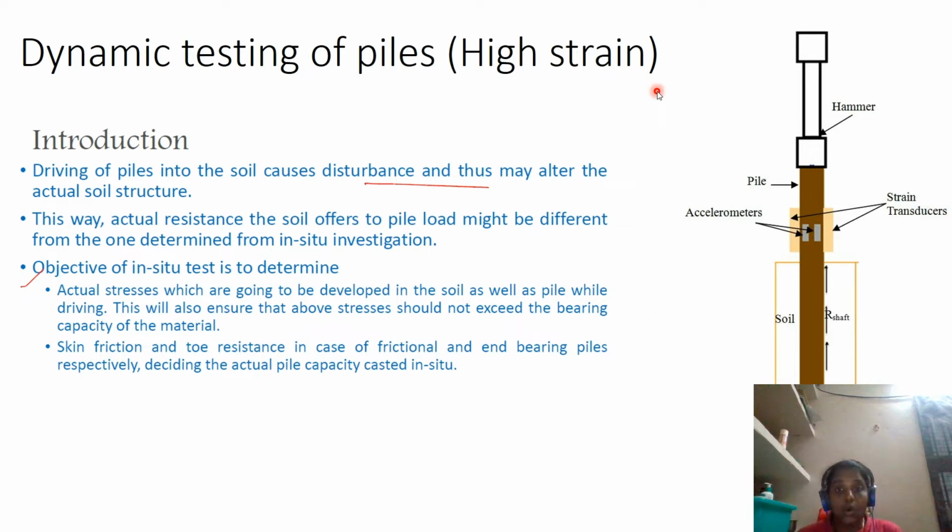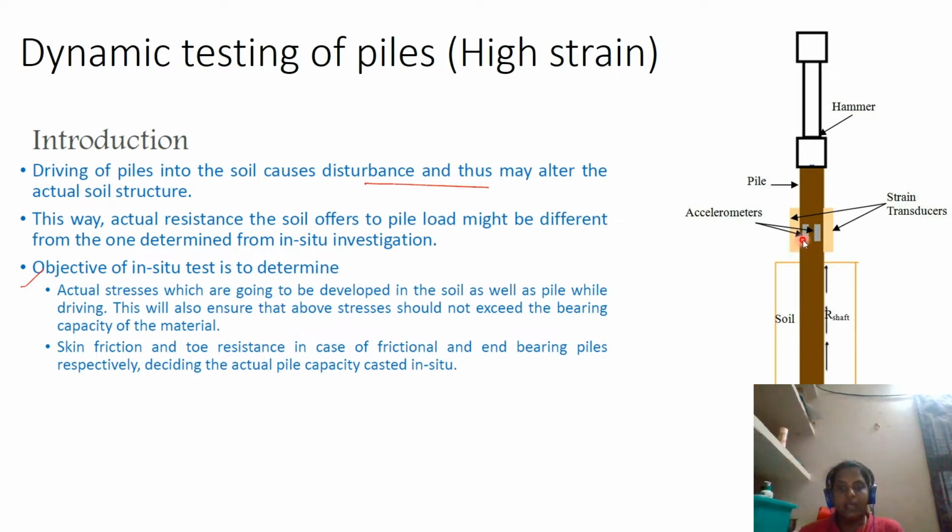Whereas the low strain test is meant to check whether we have made the cross section correctly, and whether there is any defect in the pile. That we can find out from the low strain test. In a high strain test, the driving of the pile is going to disturb the surrounding soil, so it can alter the actual soil structure. Initially when we calculate the pile capacity, we just calculate the properties of the soil, like the shear strength parameters phi and psi, and we consider the cross section of the pile, and that way we have a formula to find the pile capacity.